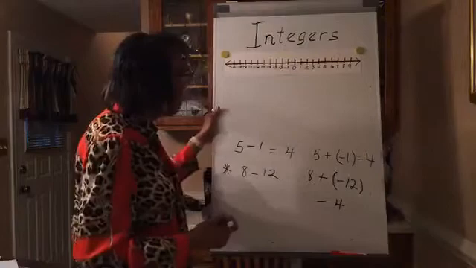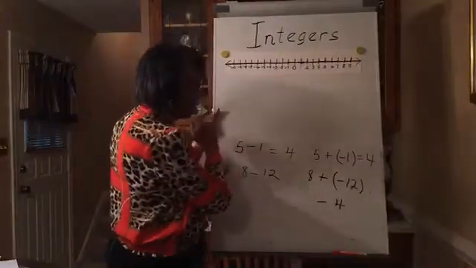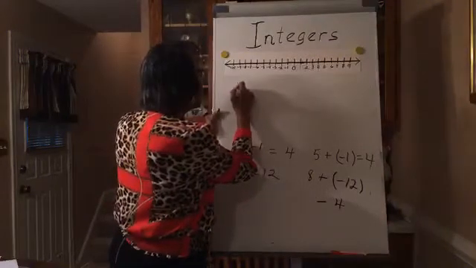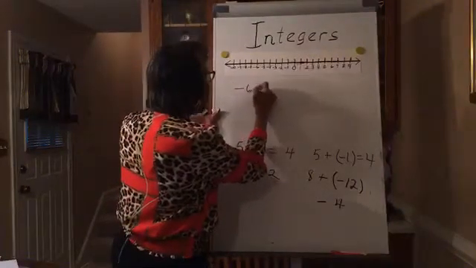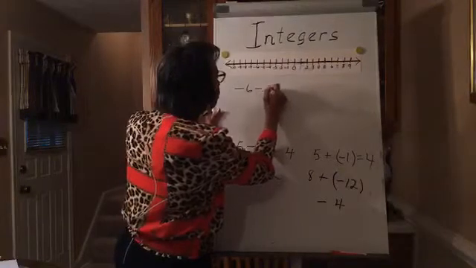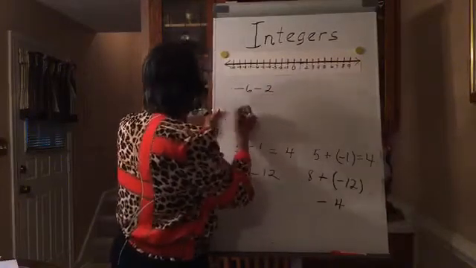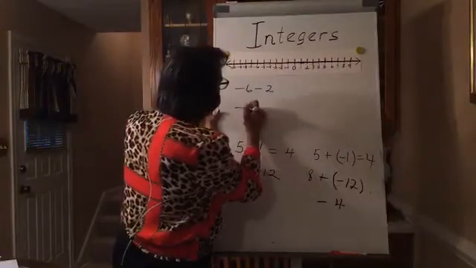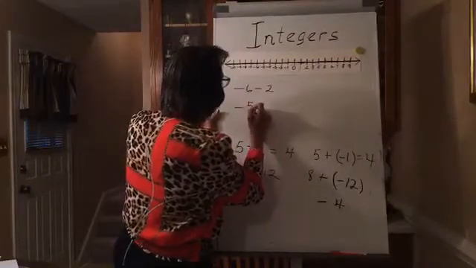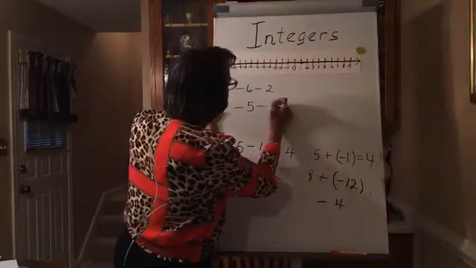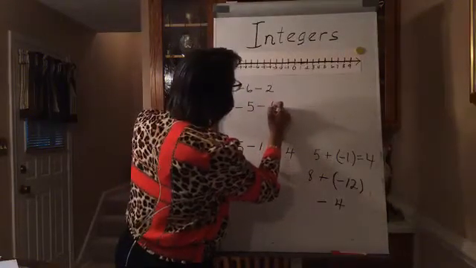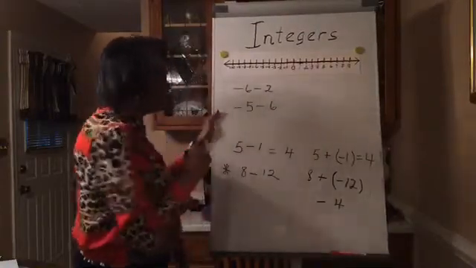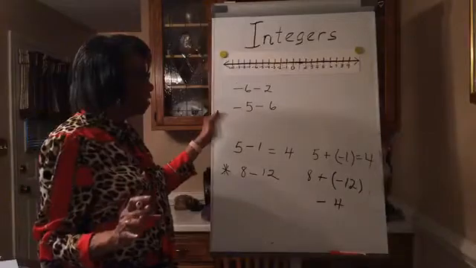Let's say we want to do negative 6 minus 2. All right, negative 5 minus 6. Just to start. Time is running out, so I'm going to be sure we finish this.